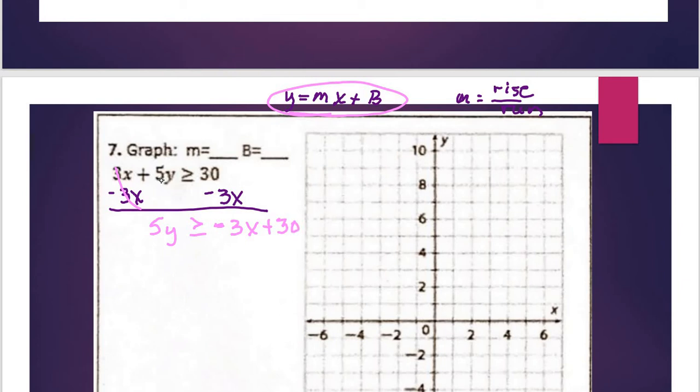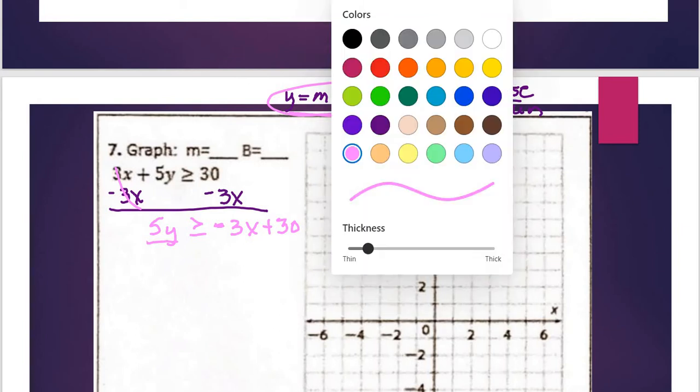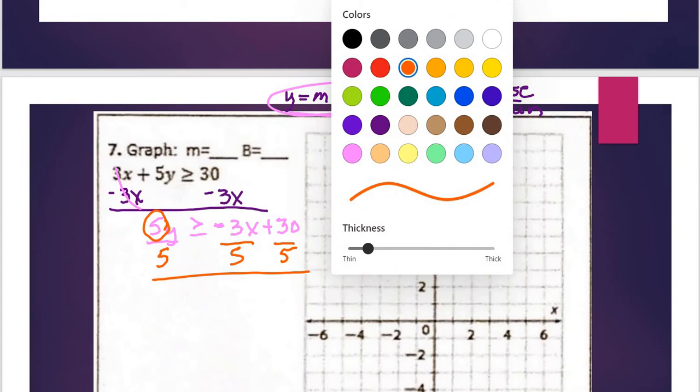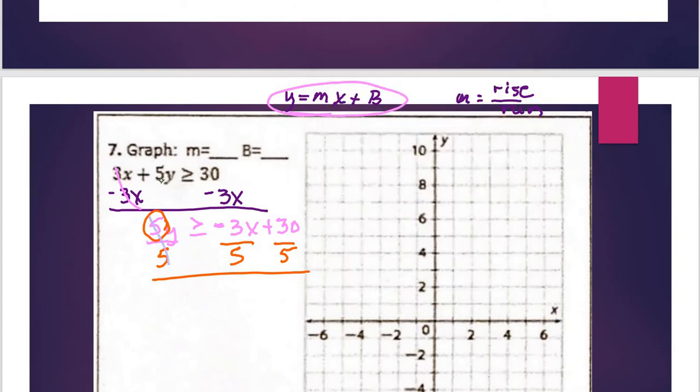Now I'm going to divide both sides all the way through by 5 because when I look at this right here, we have a coefficient of 5. We cannot have a coefficient of 5, so I'm going to divide all the way through by 5. And this right here will cancel out. I have y, and negative 3x divided by 5 is a negative 3 over 5 x. And then 30 divided by 5 is a positive 6.